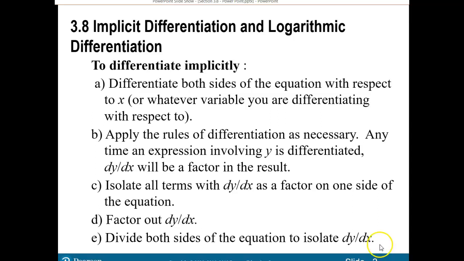I know this is confusing to read these steps in words, so we'll go through several examples here to show how they work.